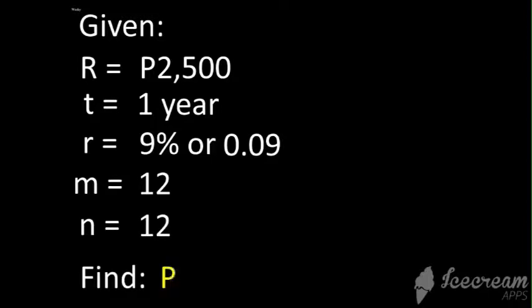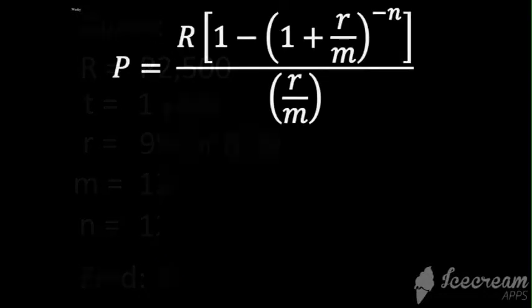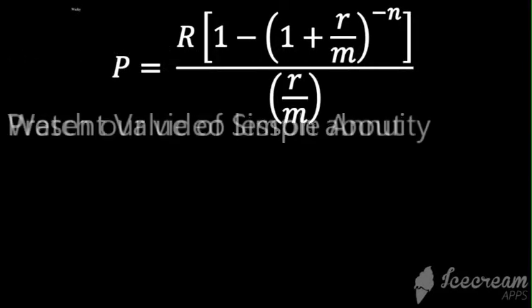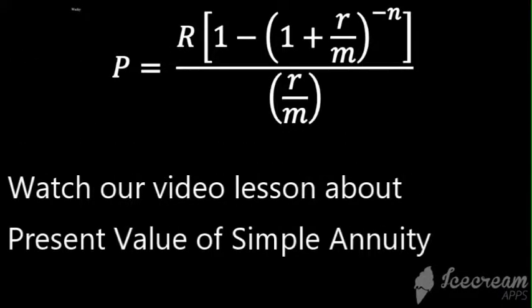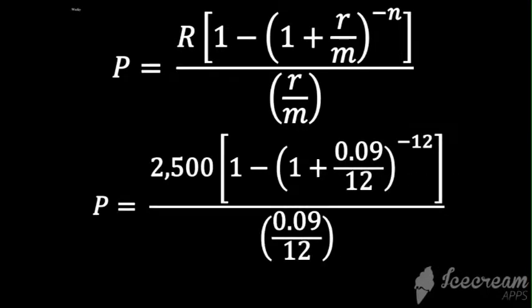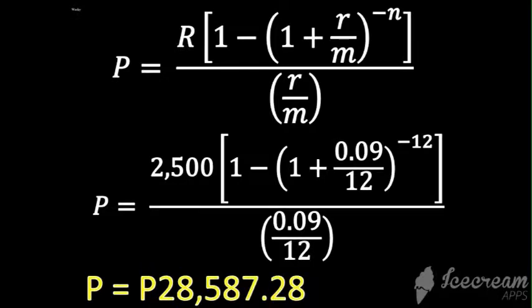Now let's calculate the present value. So we need to use the formula in finding the present value of simple annuity. Let us substitute the given values. Now the present value is 28,587 pesos and 28 centavos.